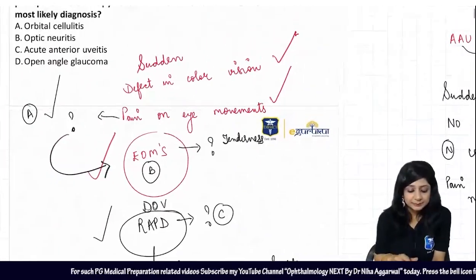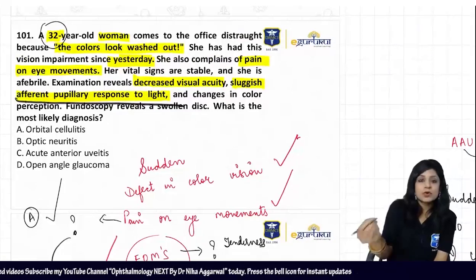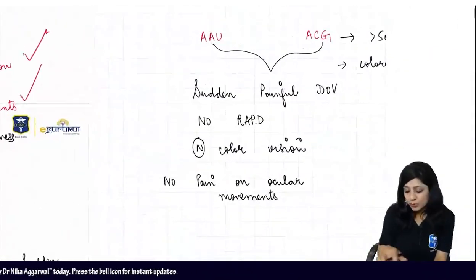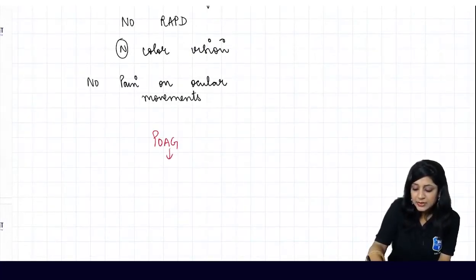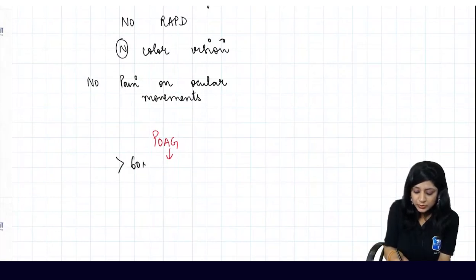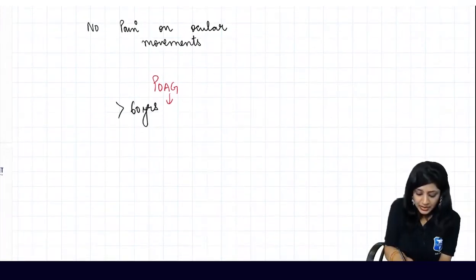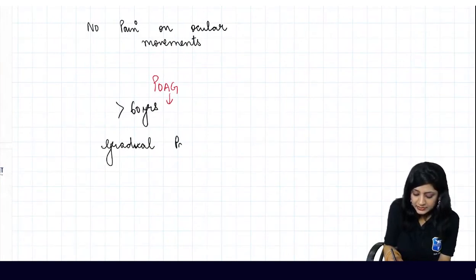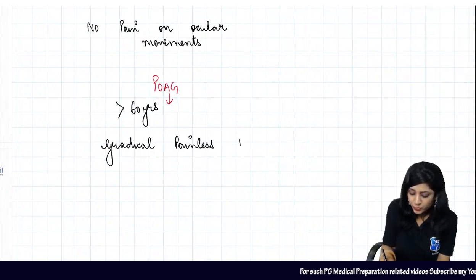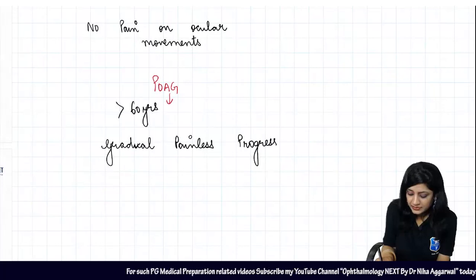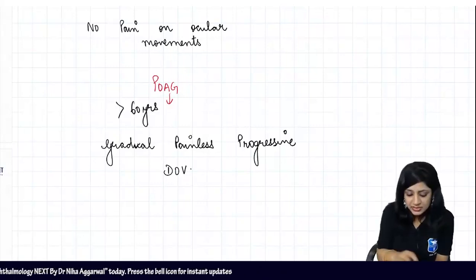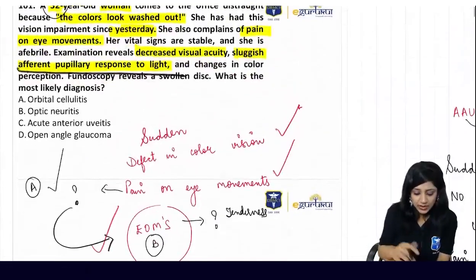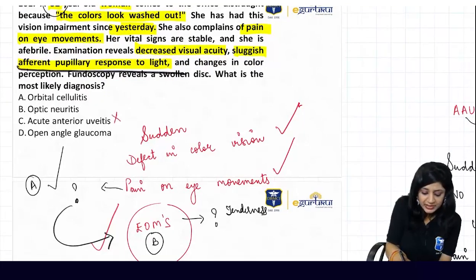We have been given a female that is 32 years old here. What about open angle glaucoma? If I have a patient of the open angle glaucoma, then this patient will be more than 60 years of age, and we will have gradual painless progressive diminution of vision. So again, this is not the case. So that means you have ruled out the uveitis and glaucoma.